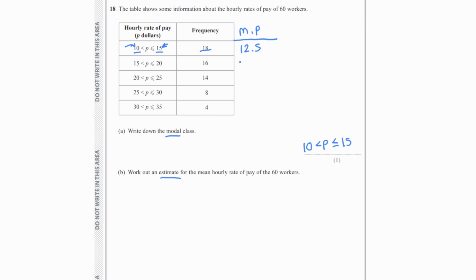And then I'll work out the midpoint of each group. So the next group would be 17.5. Again, if you're not sure how to do that, add the two numbers together and divide by 2. Or if you notice that the width of that class is 5, half the 5 to give you 2.5, add it to the lower end of the class. So that's why I'm doing it here. The next one's 22.5, then 27.5, and then 32.5. So these are our estimated pay values, if you will. We're saying that halfway through each class is these values here.